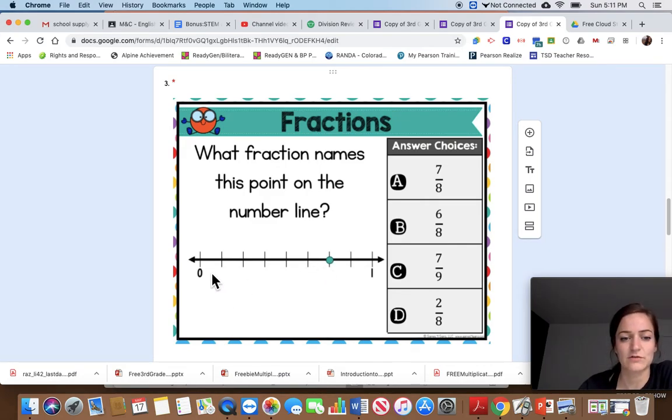All right, so let's count. First, to get the denominator, remember we count how many pieces in the whole. So let's count 1, 2, 3, 4, 5, 6, 7, 8. So I know the denominator has to be 8. So here's 8, here's 8. This one doesn't have 8, so I know it can't be C, and this has 8. Then to get our numerator, we just count our lines. So we start at 0, 1, 2, 3, 4, 5, 6. So you should have gotten B, 6 eighths.